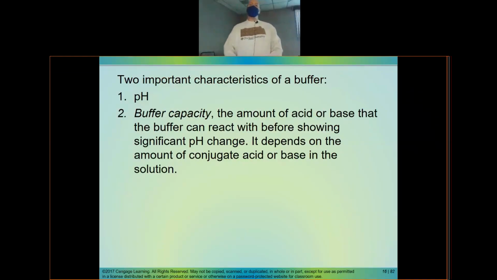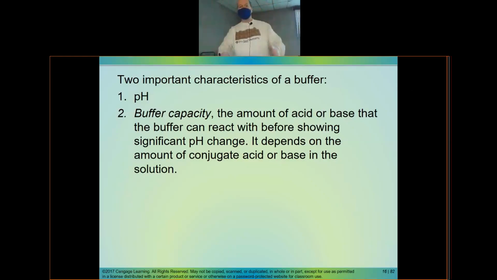All right, so the two important characteristics is pH. Again, you're going to pick a buffer system that will give you the pH that you want. So some systems work great at a pH 5. You would pick acetic acid. Some work great at pH 10. You would not pick acetic acid. You would pick probably an ammonium with ammonia for that high of a pH.